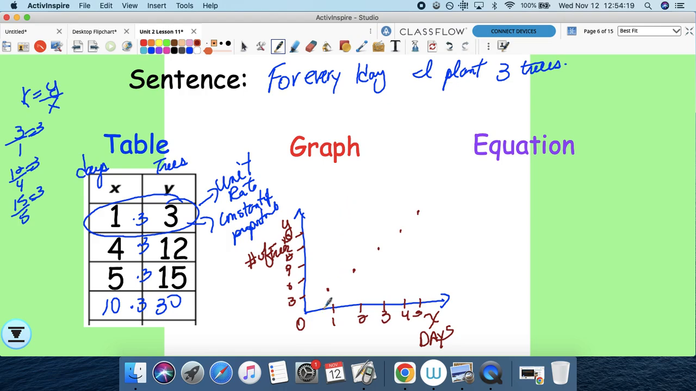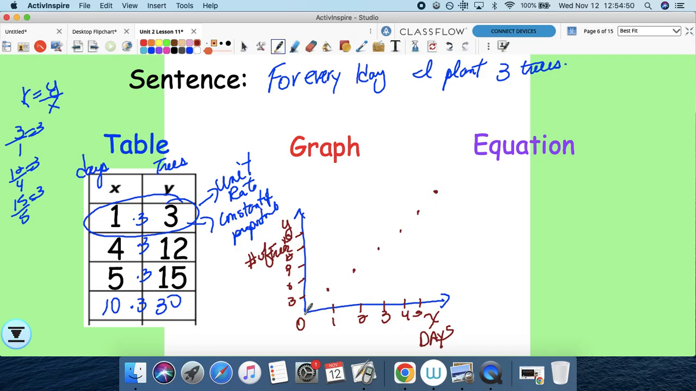Does it take me 1 day to plant 3 trees, or what if I work half a day? Does that mean I planted 1.5 trees? Is there a context to that? Does that make sense? What if I work 1 3/4 of a day? Not exactly 24 hours. What if I work 19 hours? Does that mean I planted 2 trees and 2/3 or something like that? So this one I'm not going to connect, because I don't think the context is there.